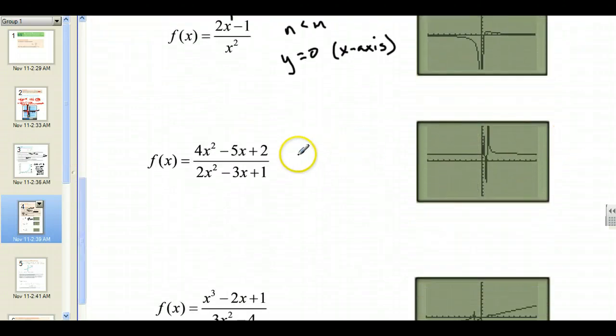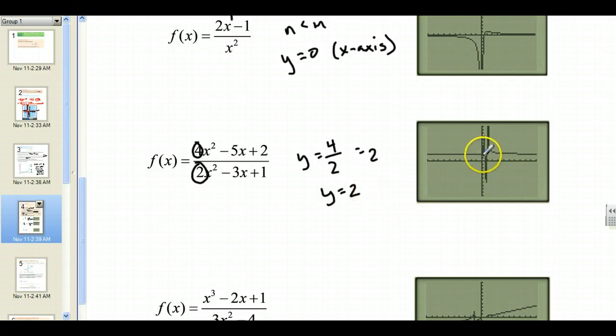So the horizontal asymptote is y equals the leading coefficient here, 4, divided by the leading coefficient here, 2. So y equals 2 is the horizontal asymptote. And again, there's 1, 2. So y equals 2 is where this thing is settling down.